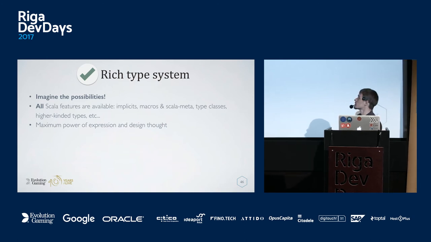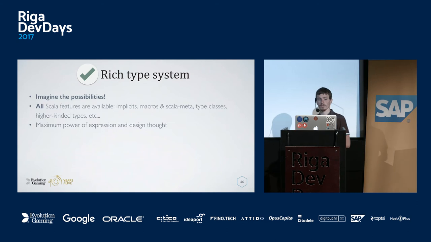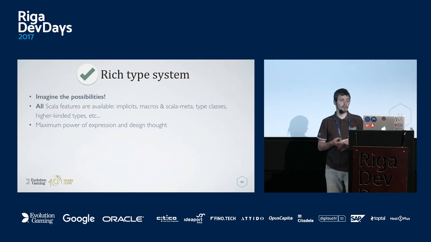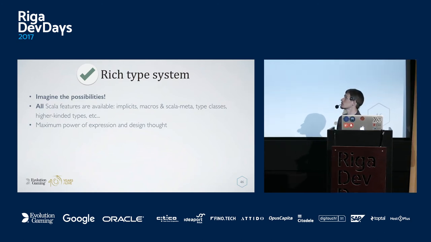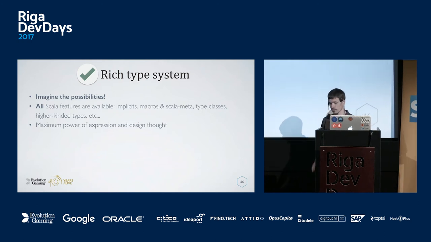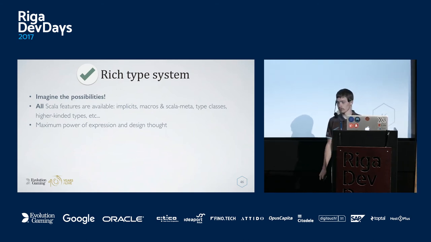So, rich type system. This was also a game changer for me in front end development. So all Scala features are supported here. You can use higher kinded types, implicits, macros, even Scala Meta started to work on ScalaJS recently. And this gives maximum power of design thought to you. You can express yourself in the most rich way you would like.